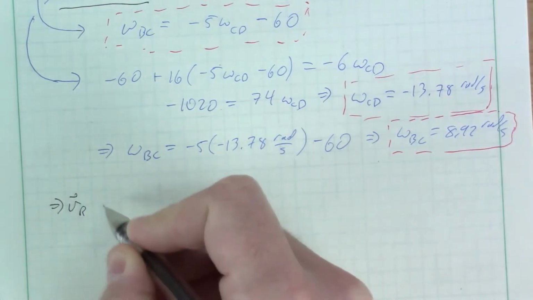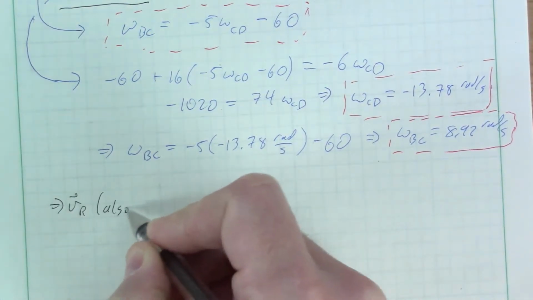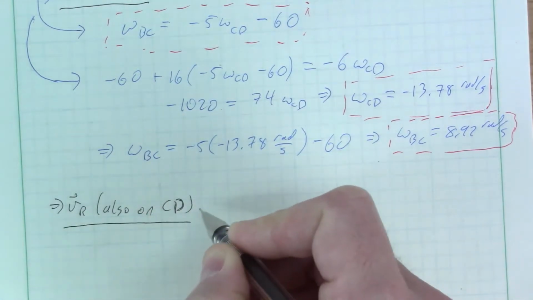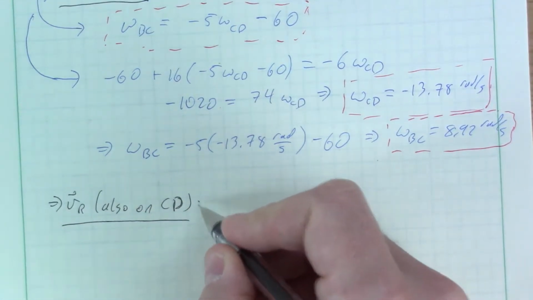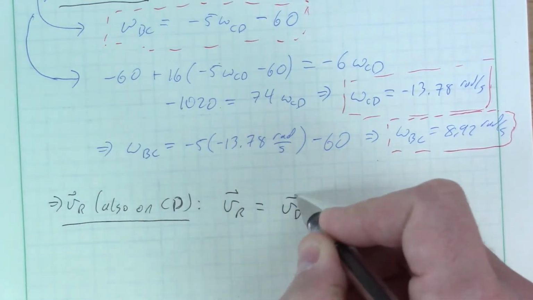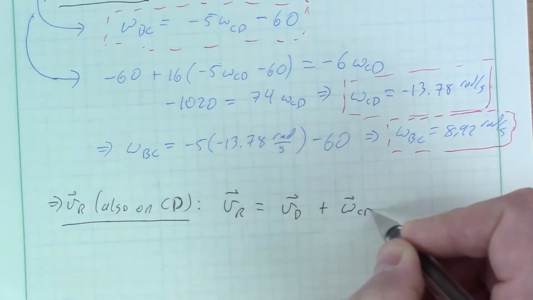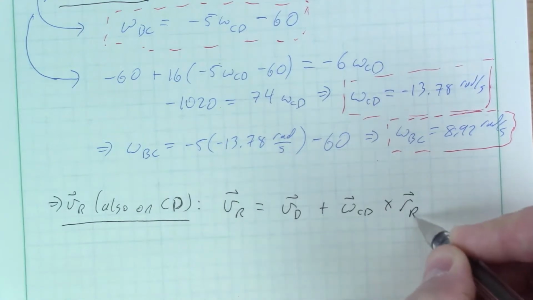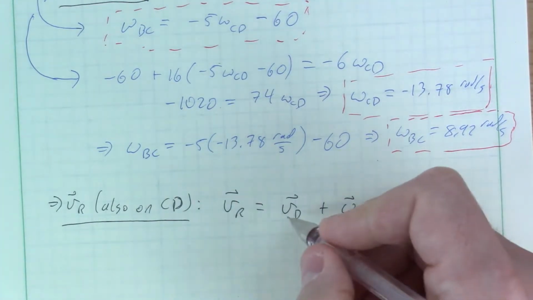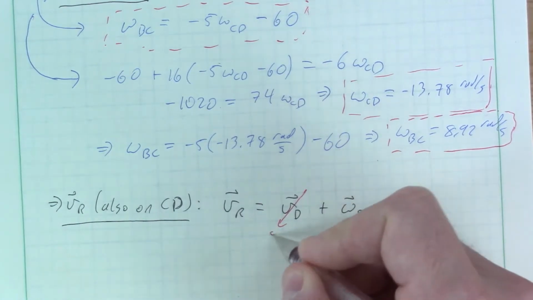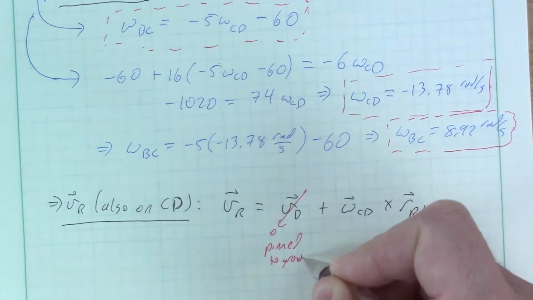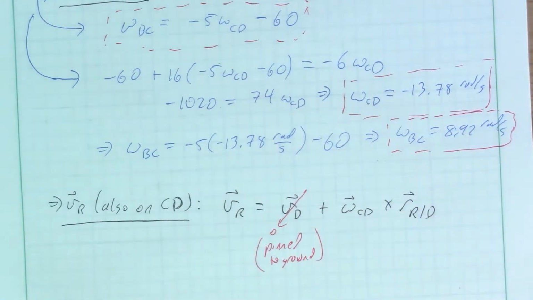VR is also on the CD element, because that's on the outer edge. So we have VR equals VD plus omega CD crossed into the position vector of R with respect to D, or as seen from D. VD still is 0, nothing new there, still pinned to ground, still pinned to our fixed coordinate system.